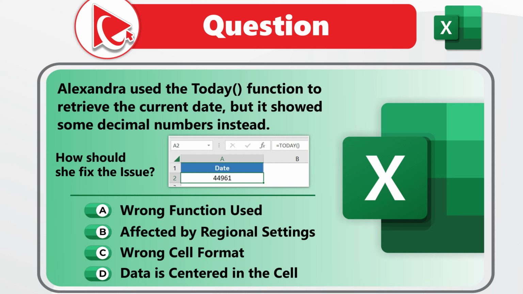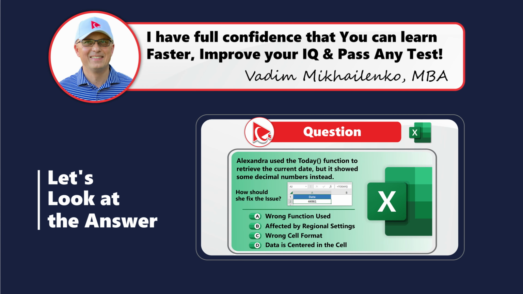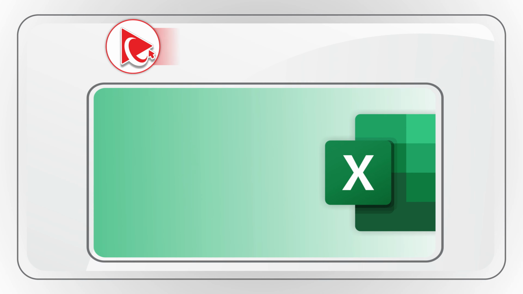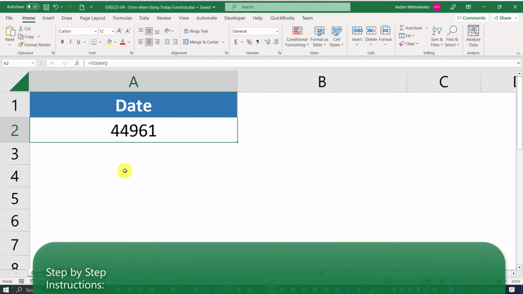On my end, I'm moving forward to share with you my version of the answer, but obviously if you have a better way to solve it or have a different answer, please make sure to post in comments. As you might have figured out, the answer is C, wrong cell format. But why? Let's jump to Microsoft Excel to see how we can solve the issue.